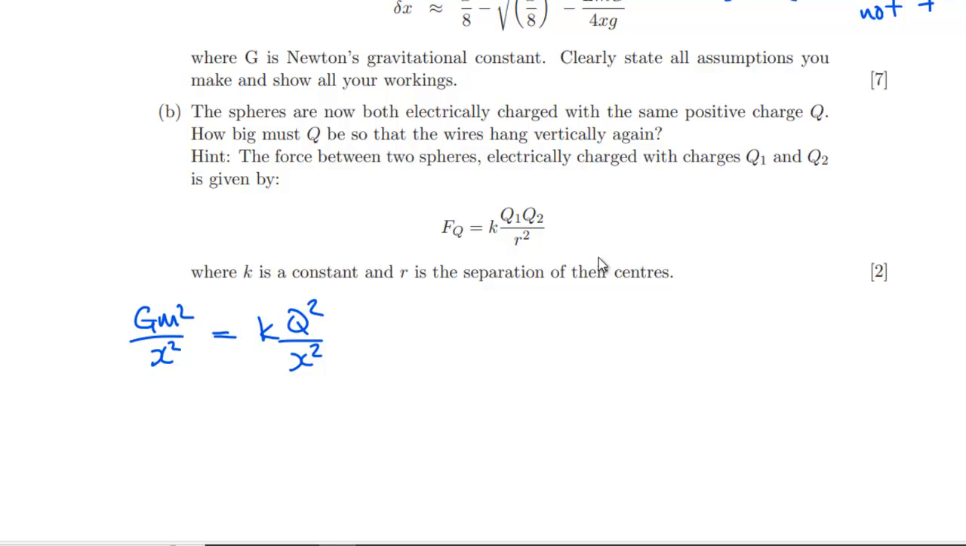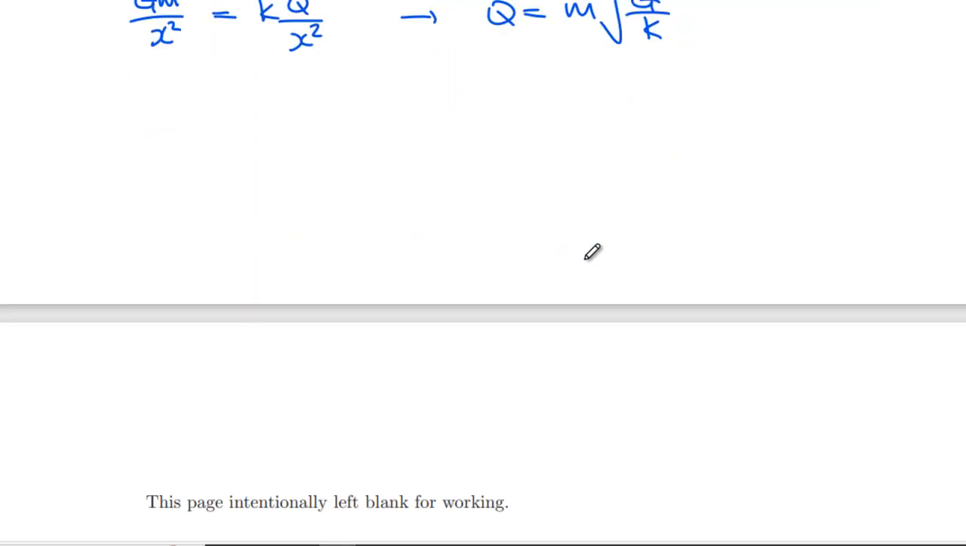And what do we have to do? We have to say how big must Q be. Right, so we can get rid of the x squareds, and we're going to get that Q is going to be equal to m square root of g over k. Right, that was a quick 2-mark finisher, considering how difficult the 7 marks was for the first part. So yeah, they've come straight back out with another really difficult question. But there you go. That's done question 18.